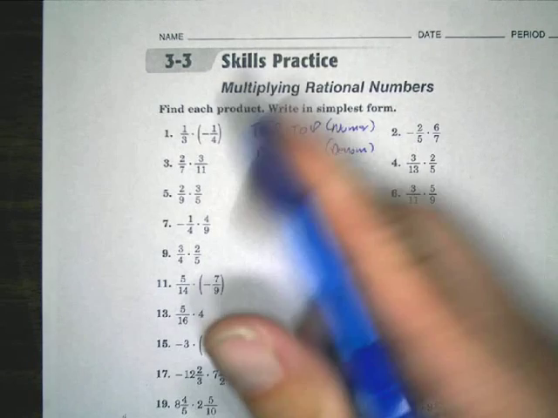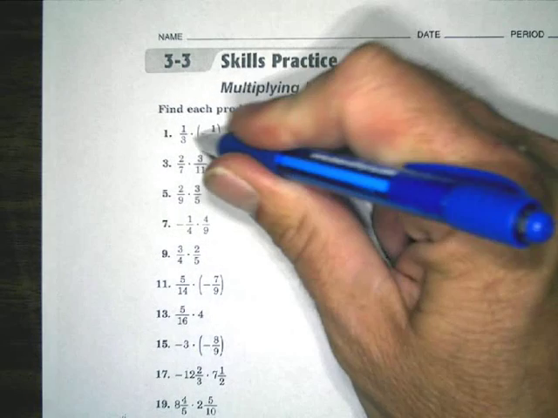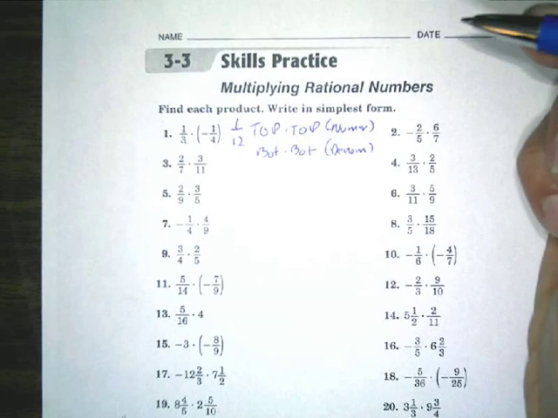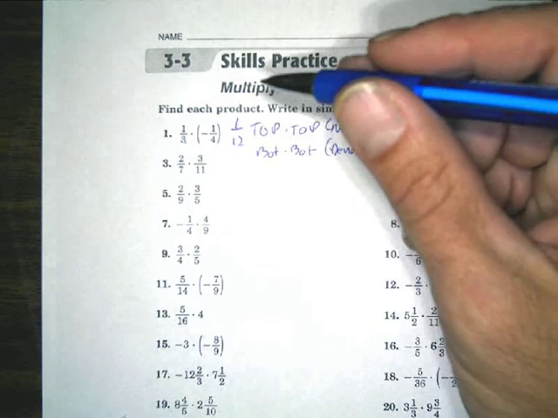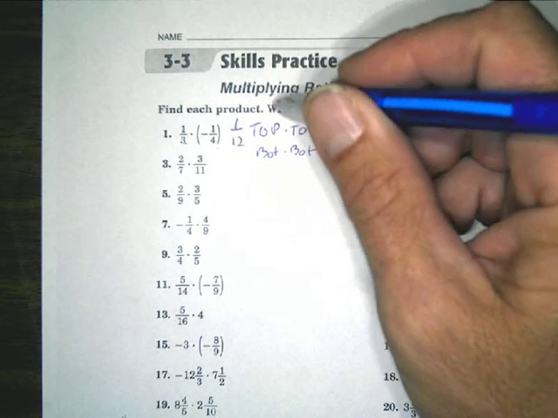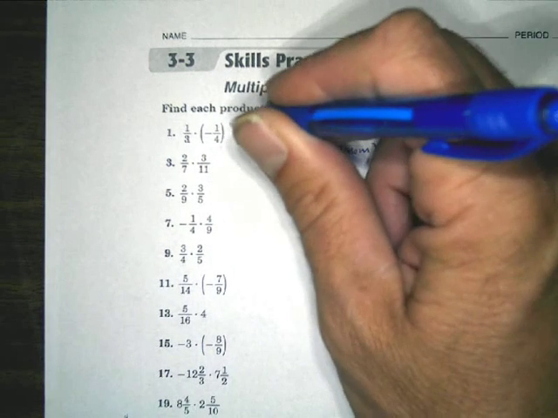1 times 1 is 1. 3 times 4 is 12. Now, also notice we have a negative number. We are multiplying. Signs the same, positive, signs different, negative. The signs are different, our answer will be negative.